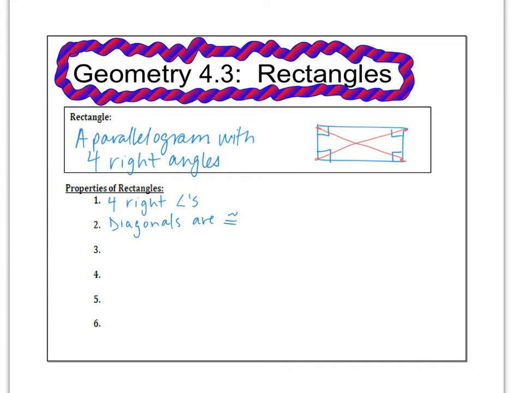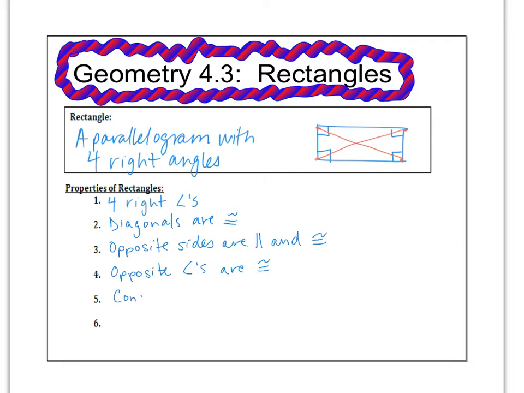But then, after the 4 right angles and the congruent diagonals, all the rest of their properties are very similar to parallelograms. For instance, in a rectangle, opposite sides are parallel and congruent. Also, opposite angles are congruent, just like in a parallelogram.